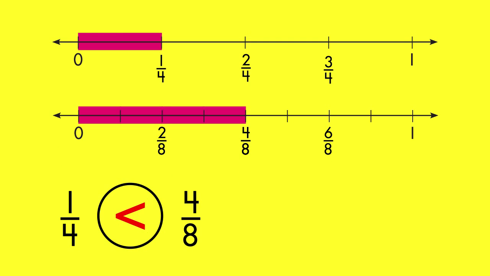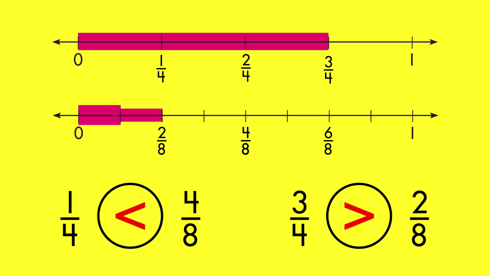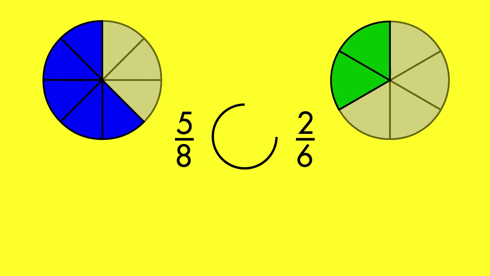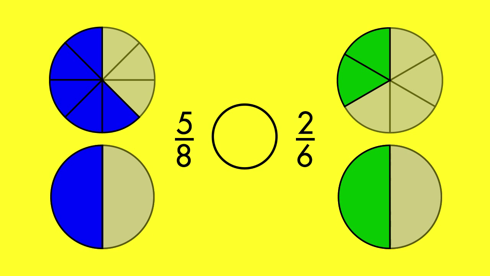1/4 is less than 4/8. 3/4 is greater than 2/8. In a comparison, think about the size of each fraction. Compare each one to another fraction you know well, such as 1/2.